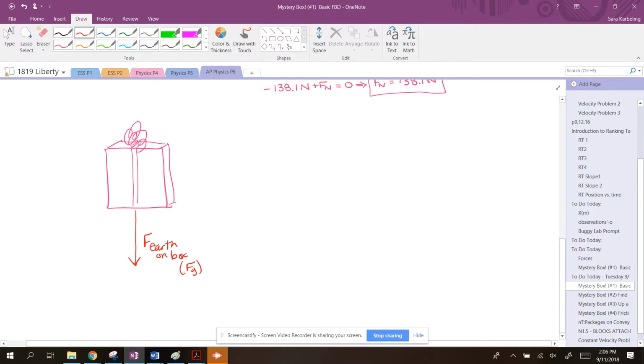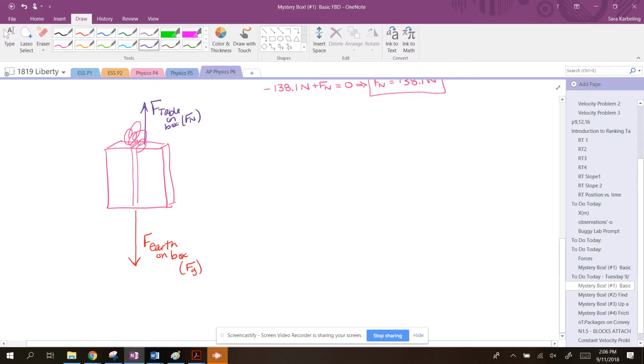What else we got? Force of the table on the box. Which way is that going to go? Up, because the table is horizontal. The normal force is going to go perpendicular, so it's going to go up. That's an FN. You with me here? How we're labeling this: object on object, and then we're putting the type of force in parentheses.